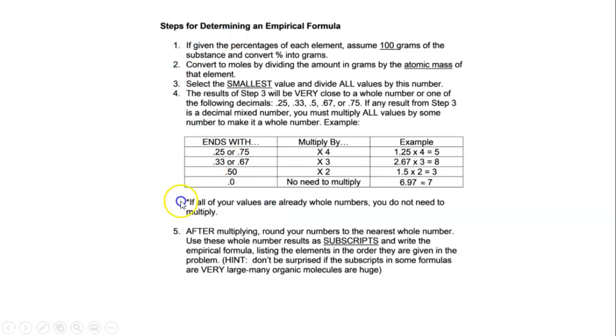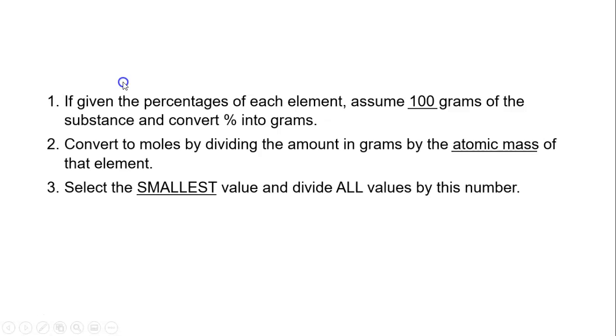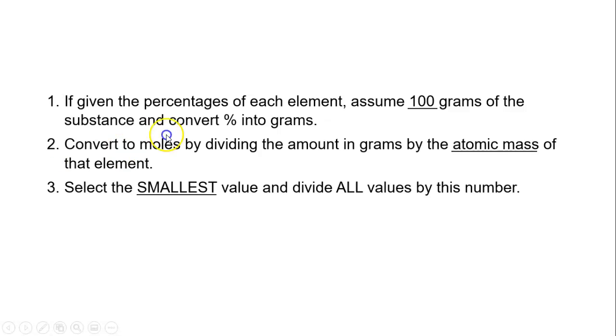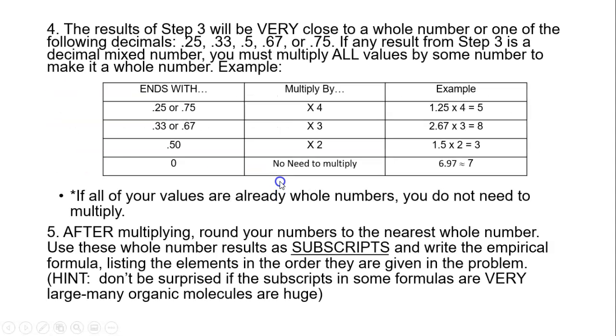So on here, these are the 5 steps that you're going to be using, and this is simplified with this very short poem. Step 1 is percent to mass. Step 2 is mass to mole. Step 3 is divide by small. And step 4 is multiply until whole. Those steps are going to make sense if you go back and read these 5 steps to solve an empirical formula problem.